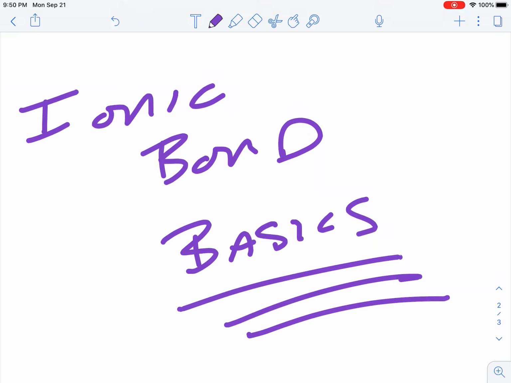I want to walk you through some of the ionic bond basics. Welcome to a new unit. We're going to put to work a lot of what we learned in the last unit, simply about atoms and their electrons. We're going to put that to use and see how they actually react with each other, which is the fun part of chemistry.